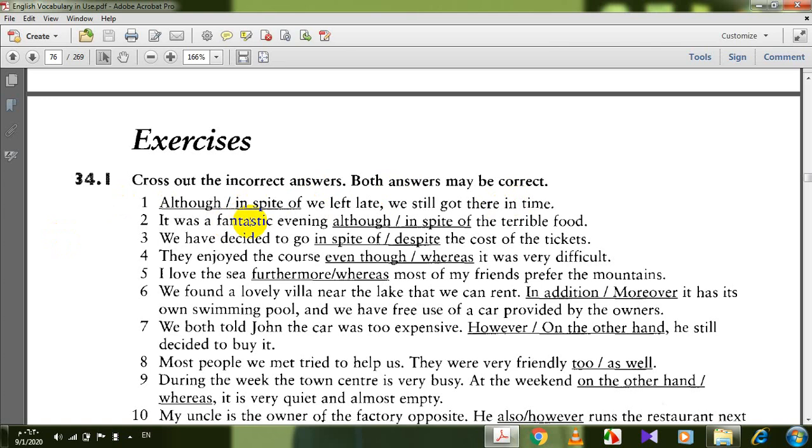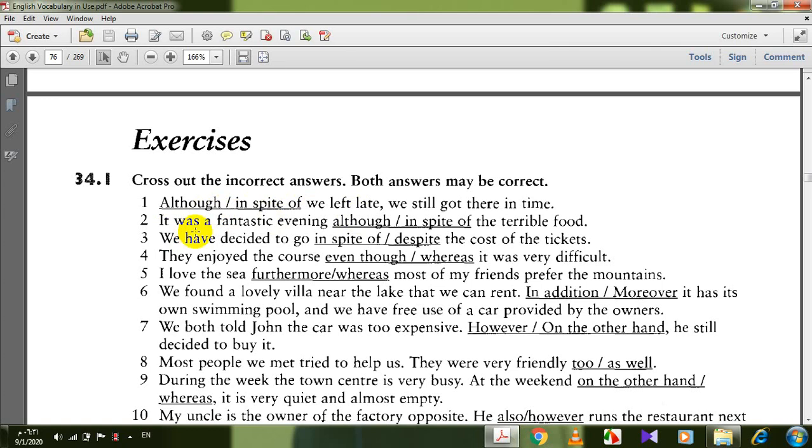Number one: although, in spite of, we left late, we still got there in time. We left late: we have subject and verb, a clause. So it should be although, because in spite of is a preposition and should be followed by a noun or the ing form. In spite of his illness, he went to school. Although he was ill, he went to school. After although we use a clause, subject and a verb. Although we left late. So although is the correct answer.